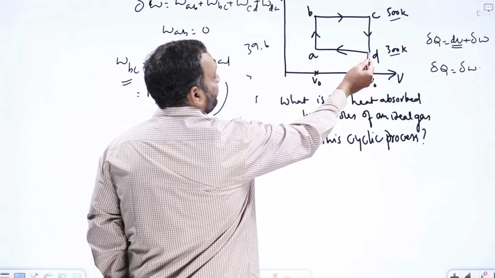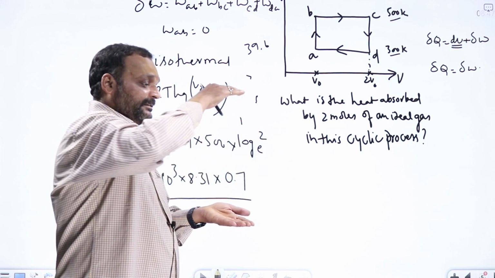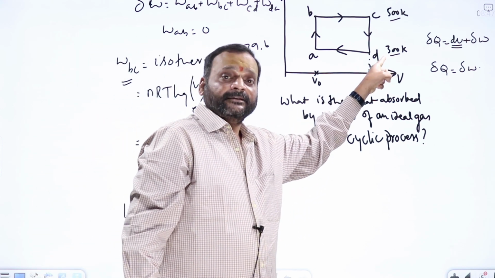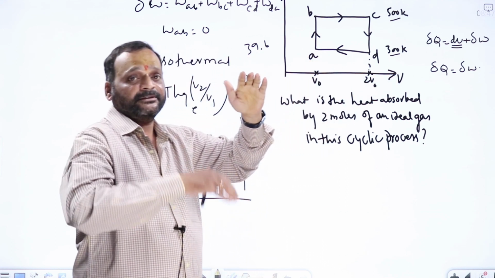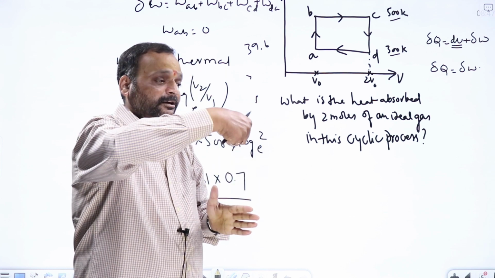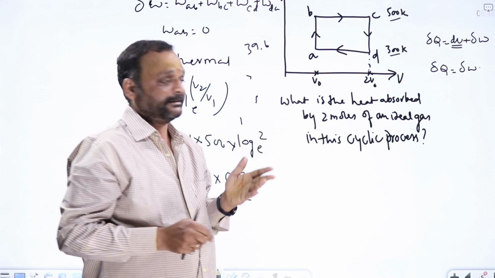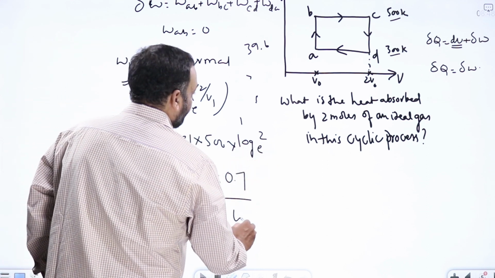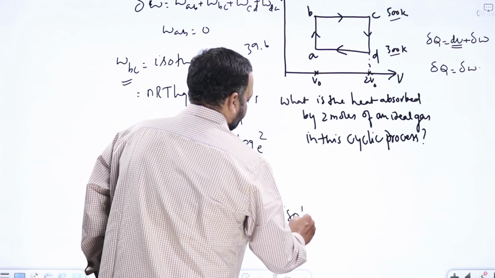Next one, W_DA. Here what is happening? Volume is decreasing from 2V0 to V0. Volume decreasing means it is a compression. At what temperature? At a constant temperature of 300 Kelvin, which means it is nothing but an isothermal compression. In isothermal compression, what will happen? Work is done on the gas, and the system will lose heat into the surroundings. Temperature should remain constant, isn't it? So W_DA is nothing but an isothermal compression.